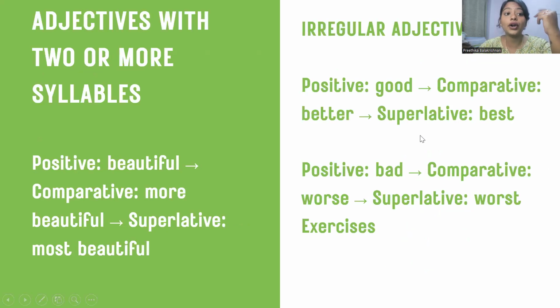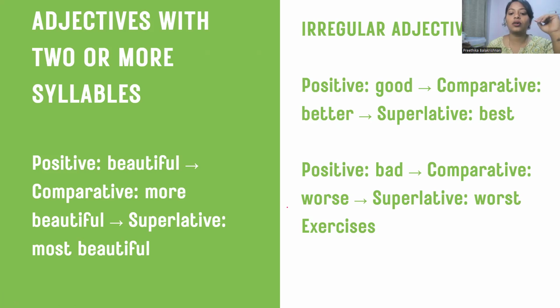When it comes to two or more syllables, we use beautiful, more beautiful, most beautiful. For superlative, it is most beautiful. For comparative, it's more beautiful. For positive, it's beautiful. And for irregular adjectives, the positive is good, the comparative is better and the superlative is best. So it comes under irregular. Similarly, the positive is bad, the comparative is worse and the superlative is worst.